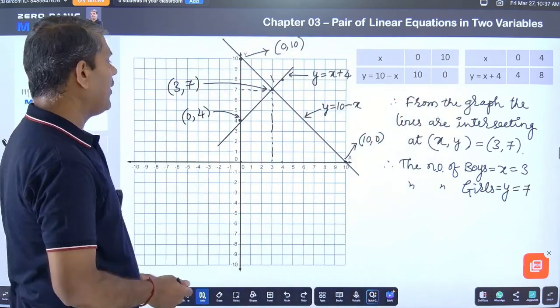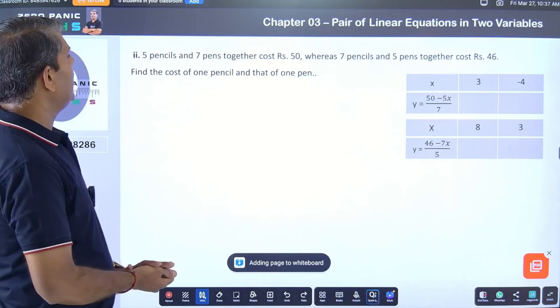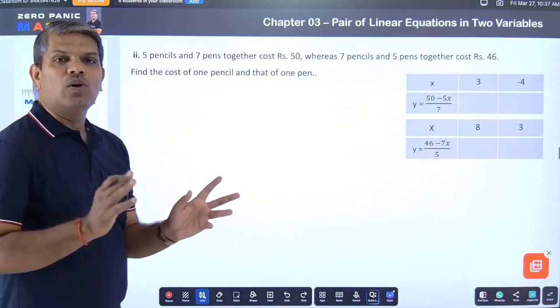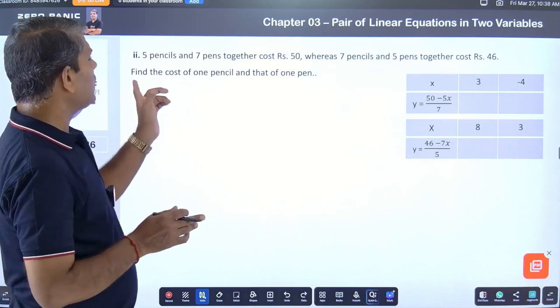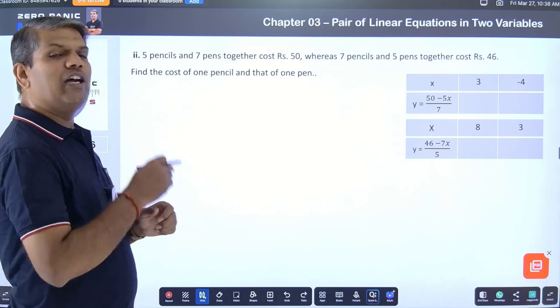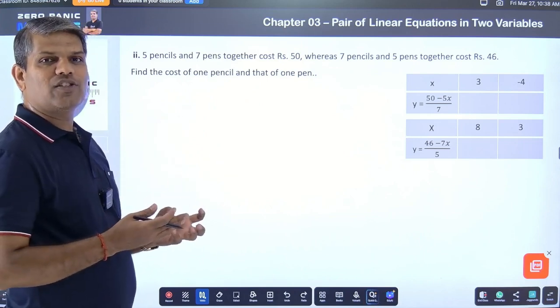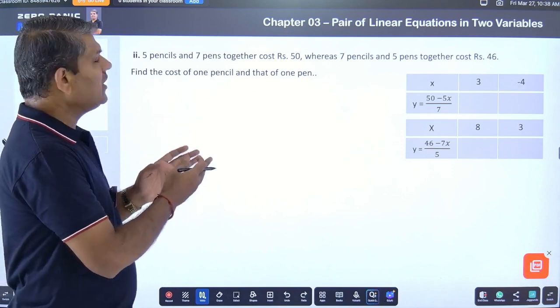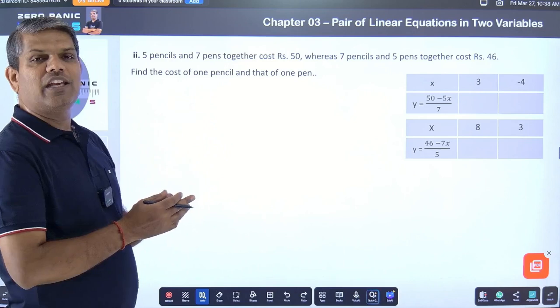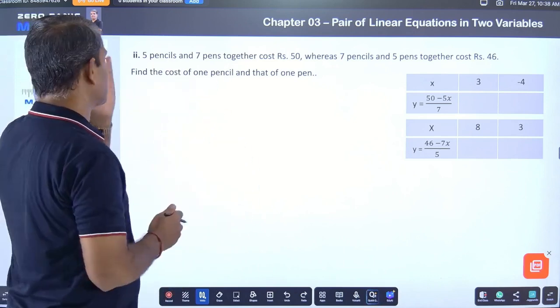Let us move quickly to the next problem. So the next problem is again, what is to be followed is go to the last part of the question. First you read the question once and go to the last part of the question to find out what is needed for us to make a pair of linear equations out of the given question. Okay, let us first read the question.